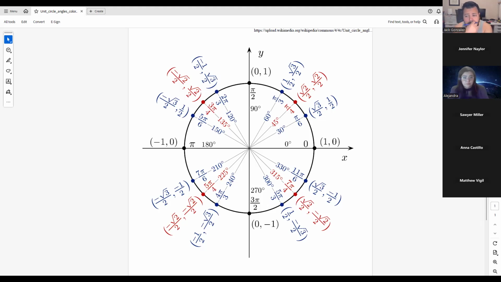Is there any questions on the algebra part or why these were chosen?